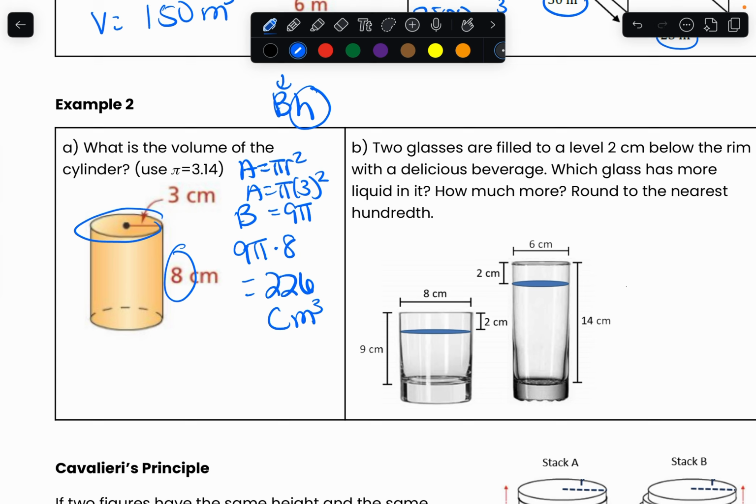Okay, we're moving on to the next one. Now it says 2 glasses are filled to a level 2 centimeters below the rim with a delicious beverage, which just looks like water right here. Which glass has more liquid in it? How much more? Round it to the nearest hundredths place. In order to figure this out, we're still going to find the base and the height.